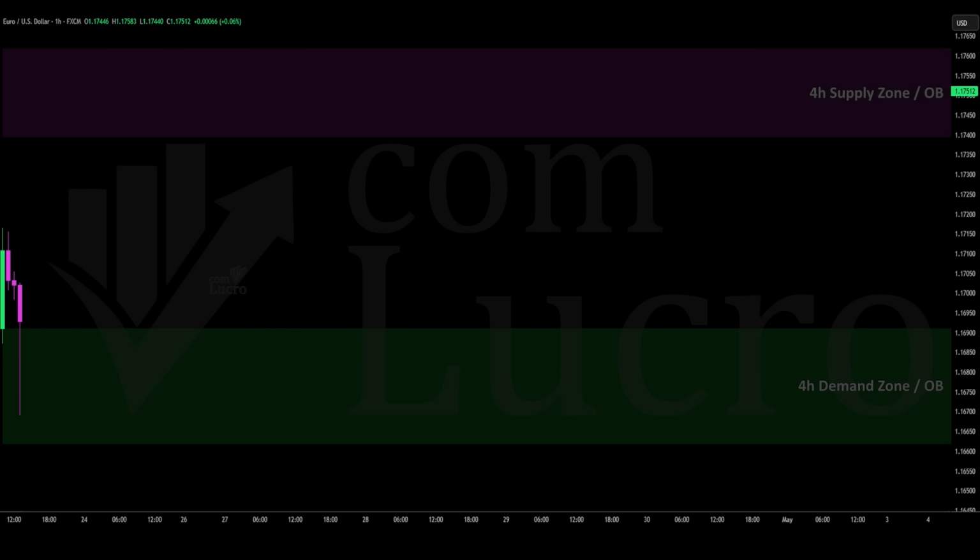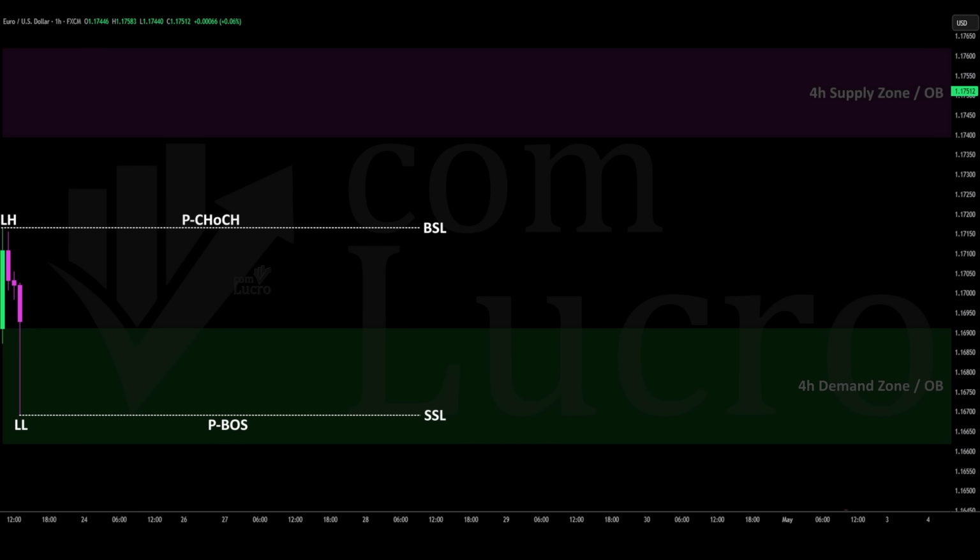On the 1-hour chart, we begin marking the key areas and identifying important points such as the lower high, lower low, the possible break of structure, the potential bullish reversal, and the buy-side and sell-side liquidity zones. The main objective here is to determine whether the market is starting to shift direction inside the higher time frame demand zone, which could provide a strong and valid trading setup.